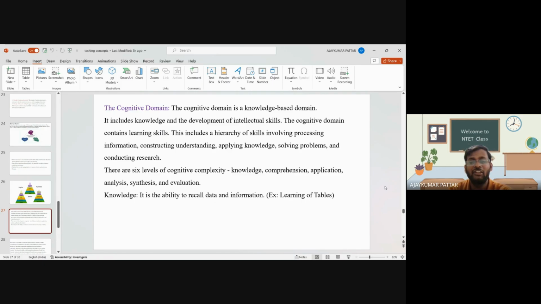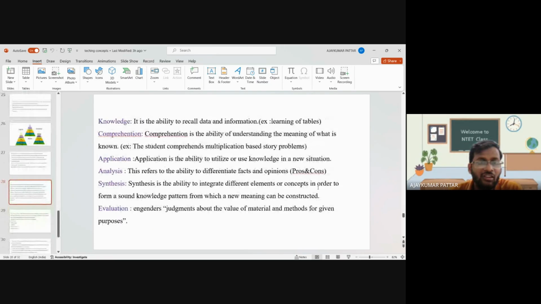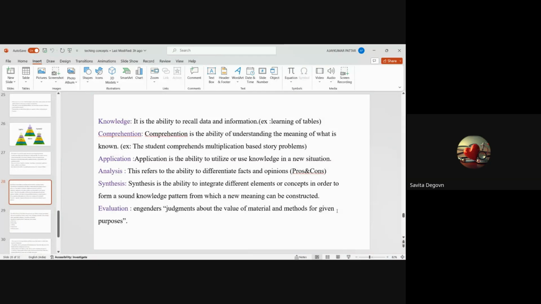Then in cognitive domain में क्या है? From bottom to up complexity level बढ़ता जाता है. That is complexity. कैसे नीचे नॉलेज रहते हैं, पहले किसी चीज का नॉलेज पता होता है हमको, उसके बाद हम उसको कॉम्प्रहेंशन करते हैं, बाद में उसका एप्लीकेशन करते हैं, एनालिसिस करते हैं, उसका सिंथेसिस करते हैं, एवेल्यूएशन करते हैं. This is the order we have to remember: knowledge, comprehension, application, analysis, synthesis, and evaluation. We will now see one by one what is knowledge. Are you able to see? Yes, sir.